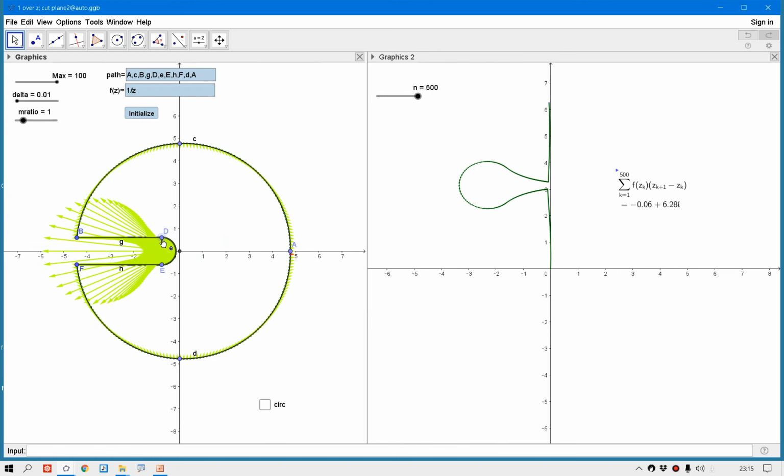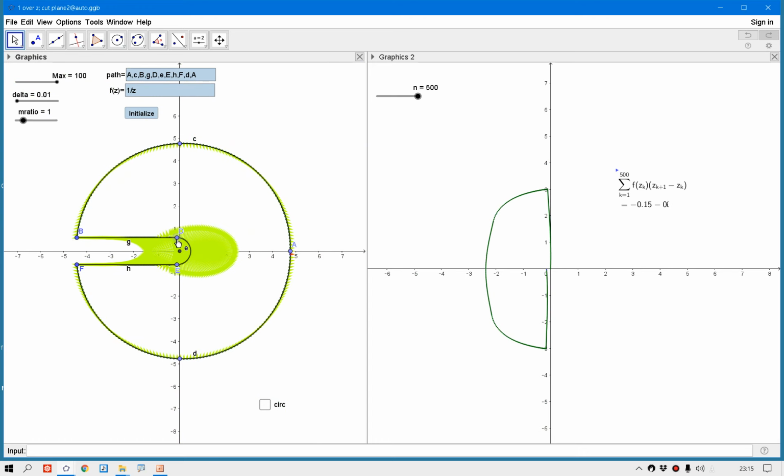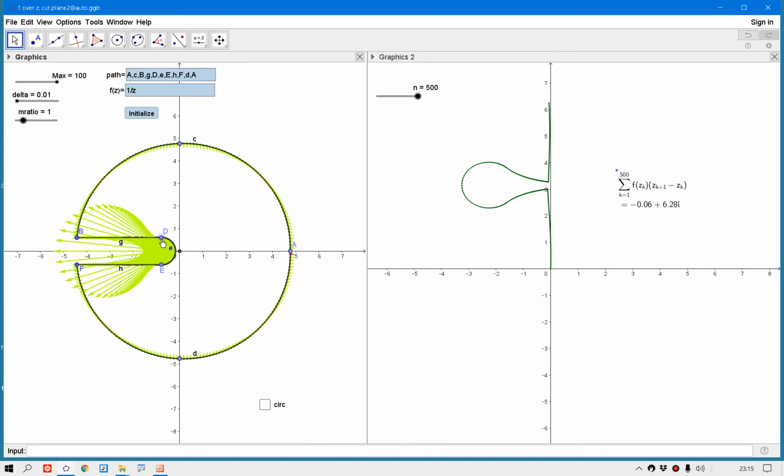integration changes all of a sudden. Okay? And the value doesn't change as long as it doesn't cross the singular point. This is the deformation of path. As long as it doesn't cross the pole, the value doesn't change. Why 2 pi i? Because the integration along this curve is equivalent to the integration along a circle, which is 2 pi i. So that's why the integration is 2 pi i.